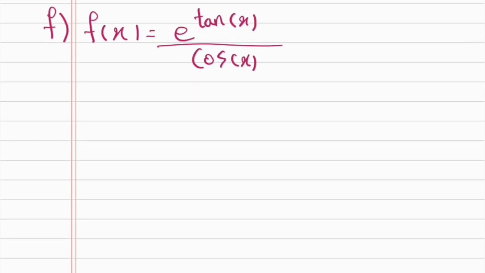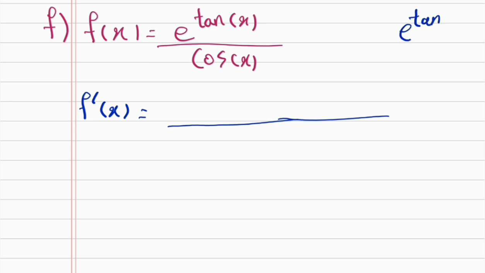So in part F, the function is e to the tan x over cos x. And this is an interesting one because we need to use several different techniques that we have learned in this chapter. So first of all, we have a fraction, so it's a quotient rule. We need to use the quotient. Also, if you look at the numerator function carefully, it's actually a chain rule because we have e to the tan x, which is basically we have two different functions.